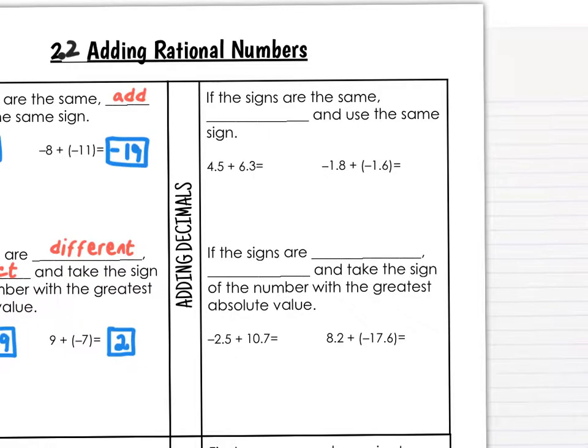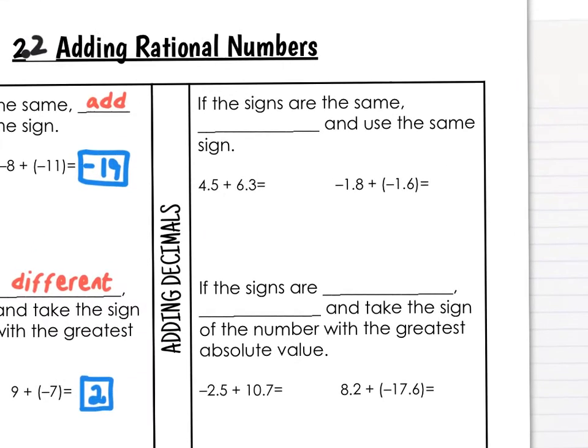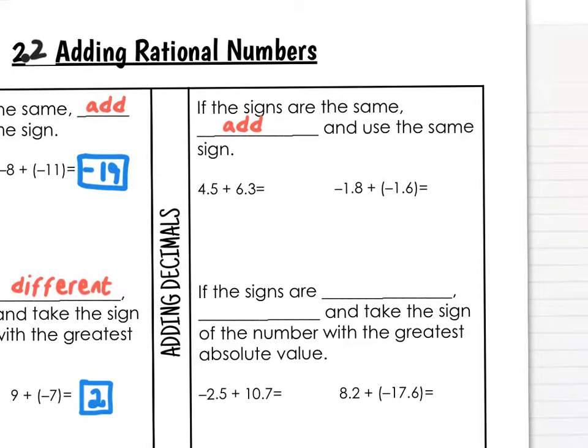Okay, so now we're going to take a look at adding decimals. At the very top, it should say, if the signs are the same, we add and use the same sign. So it's the same rules as we had for adding integers, except we have decimals. What I tell my students is always line up the dots. The dots are the decimal points. So make sure you write this in red next to these instructions.